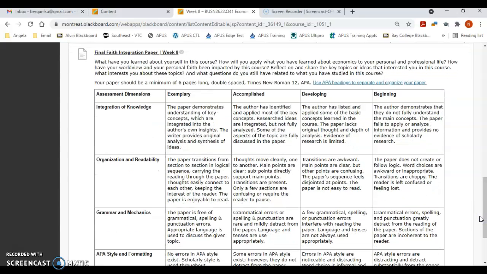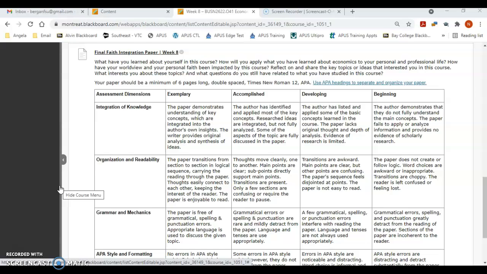We also have the faith integration paper. With the faith integration paper, you're going to apply economics to your personal and professional life. You're going to look at the worldview papers and make decisions on how faith will determine that. You're going to look at key topics, reflect on ideas and interest of these topics. And what questions are still related to that?